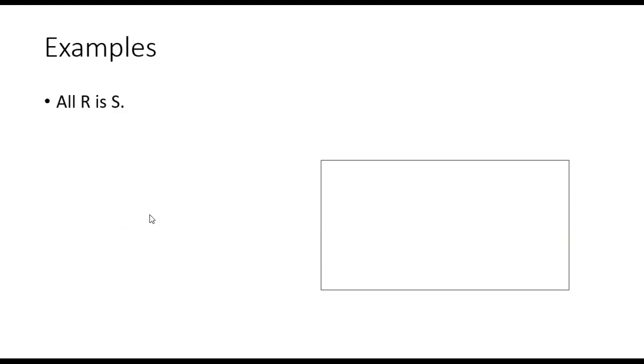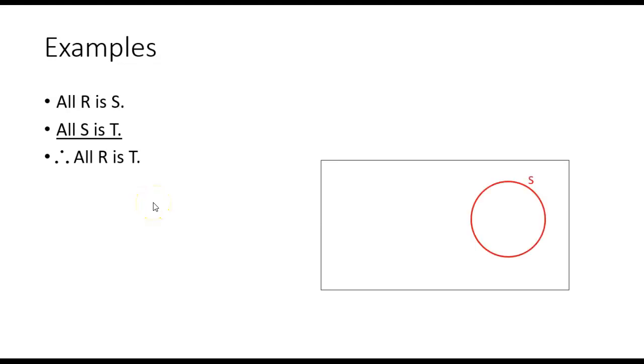Next example. All R is S, all S is T, therefore all R is T. So there's my S, and R is in the middle of that. That's my first premise taken care of. Second premise is that all S is T, meaning T is on the outside of S, all inside of there. So if I draw this, there's no other way to draw it so that R is not sitting inside of T. So for this reason, it's valid.